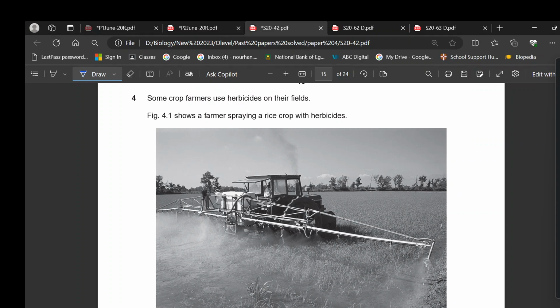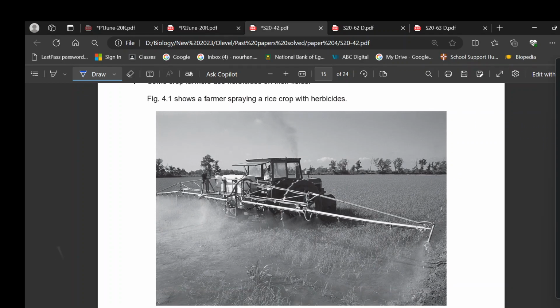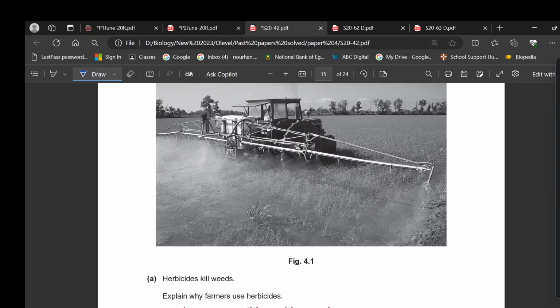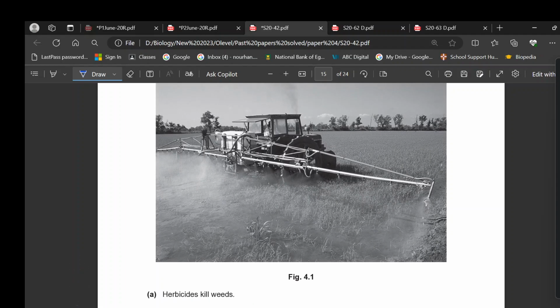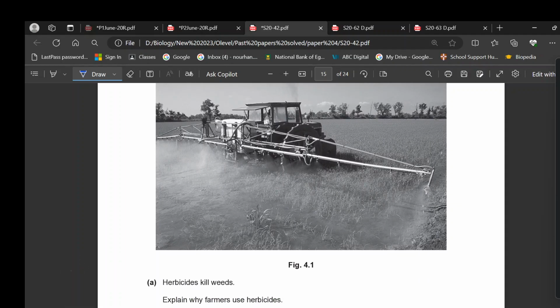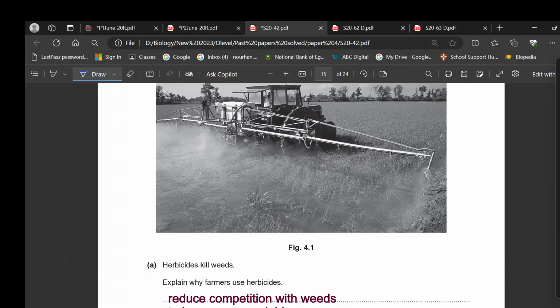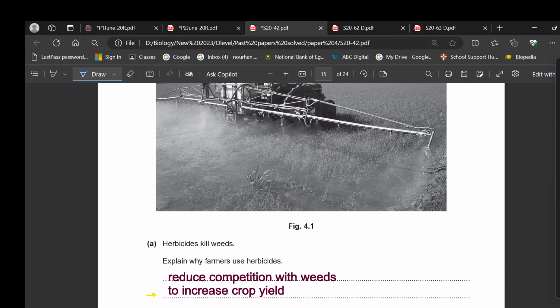Question 4. Some crop farmers use herbicides on their field. This is a farmer spraying the rice crop with herbicides. Herbicides kill weeds. Why do farmers use herbicides? Herbicides kill the weeds that compete with the crop plants, so it allows an increase in your yield. So herbicides kill the weeds, so it reduces competition to increase the crop yield.